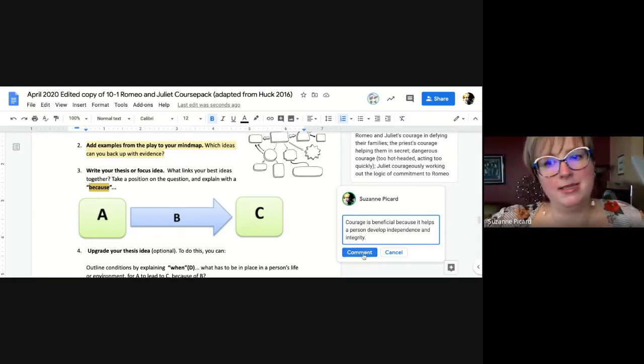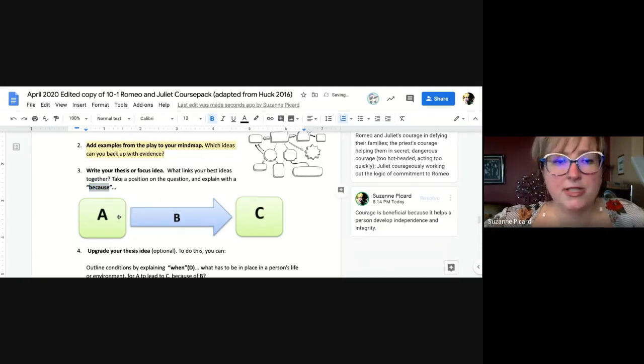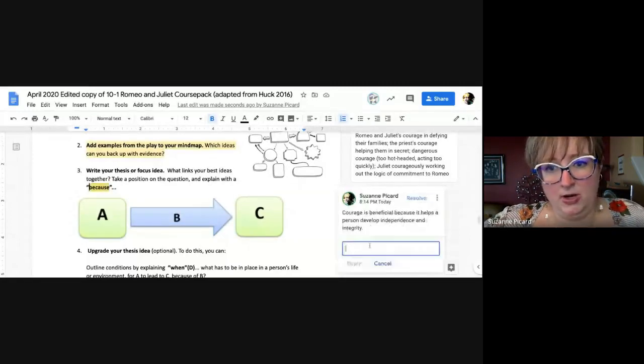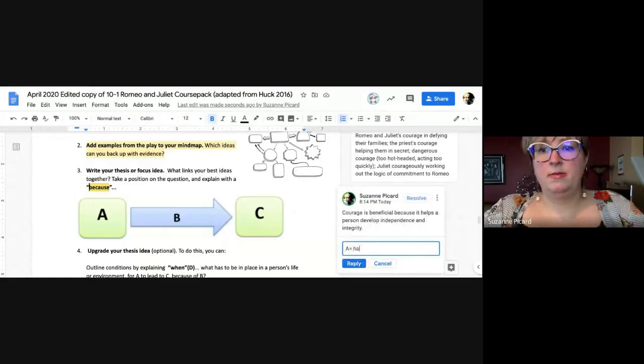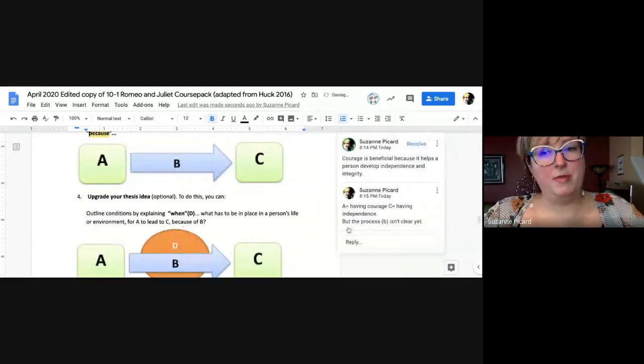So I added a because and a reason. Now that's this first step. A is like courage, right? It leads to C, which is independence and integrity, because, right, of B. Now the because isn't great, right? So I'm going to write down here A equals having courage, C equals having independence, but the process, B, isn't clear yet. And so it's a help to add because, but it doesn't totally outline the conditions yet, right?